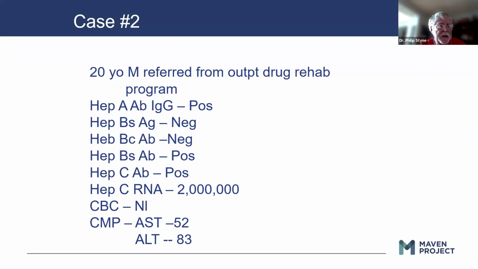He never had B. So the vaccine will give you a positive surface antibody, but the core will not be positive. He has hepatitis C. His RNA, 2 million. CBC is normal. LFTs are mildly elevated. Next slide.